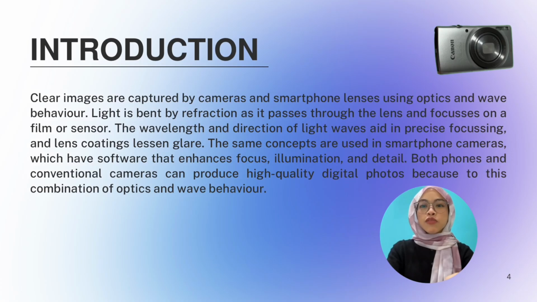For the introduction of our topic, cameras and smartphone lenses use optics and wave behavior to capture clear images by refraction as light passes through the lens and focuses on a film or sensor. The wavelength and direction of light waves aid in precise focusing, and lens coating lessens glare. The same concepts are used in smartphone cameras, which have software that enhances focus, illumination, and detail. Both phones and conventional cameras can produce high-quality digital photos because of this combination of optics and wave behavior.